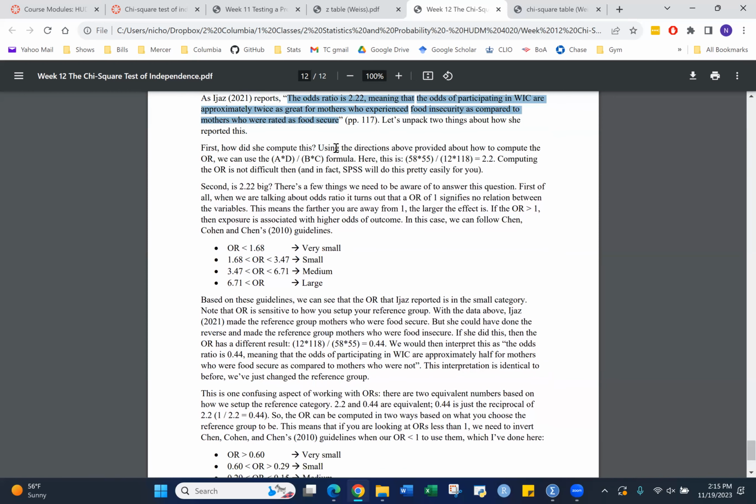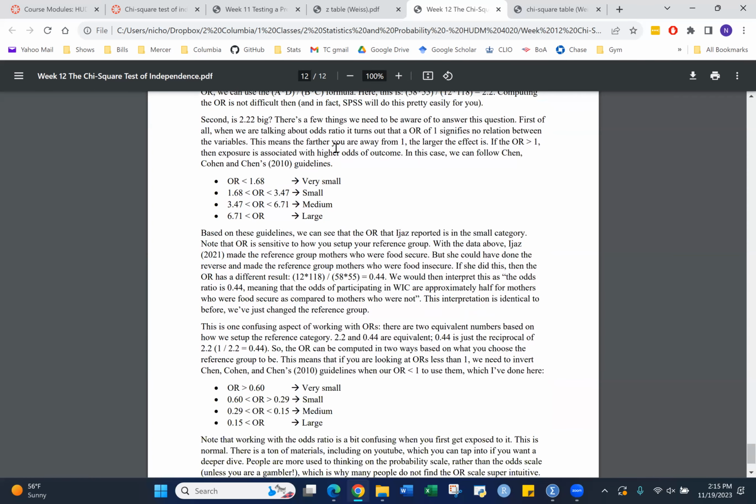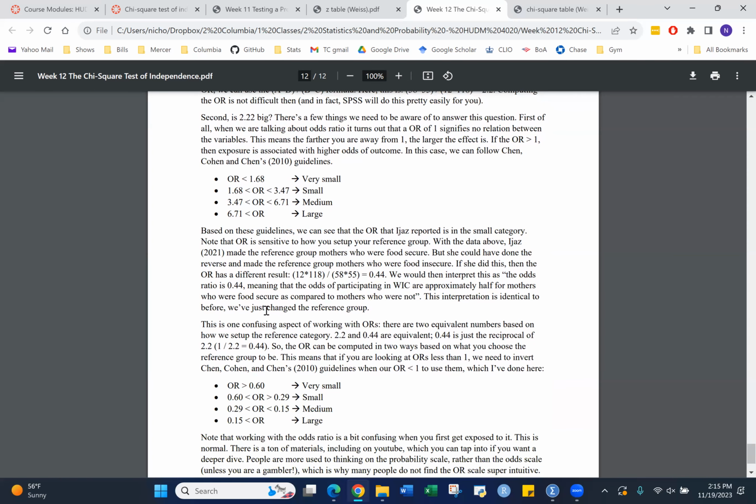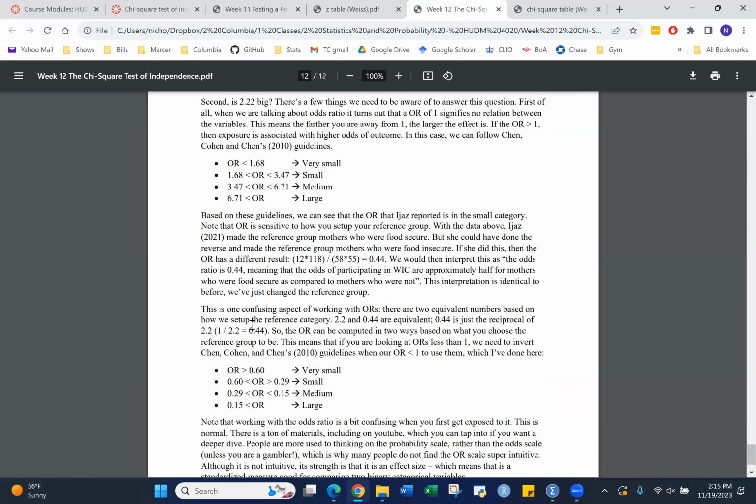But most of us are not gamblers, so most of us will prefer the probability scale. Now, I've also put guidelines here. If your odds ratio, and I'm just going to let you read this. Odds ratios are beyond the scope of the class. I'm not going to test you on them, but I do think it's a very important thing to be aware of. In the same way that Cohen's d complements a t-test, an odds ratio complements a chi-square test of independence. That's really the main thing I want you to remember.